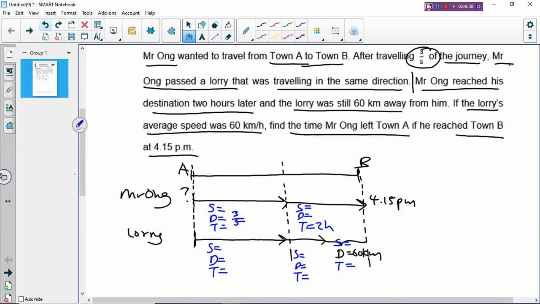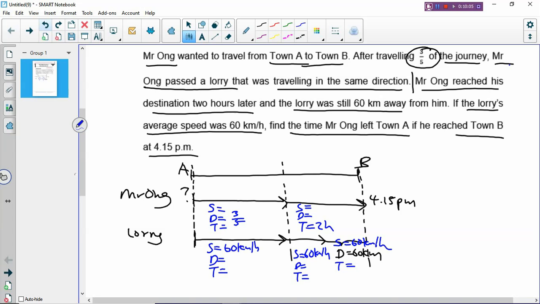And if the lorry speed was 60 kilometers per hour, so let's put down the speed of the lorry, 60 kilometers per hour, and over here is also the same speed, and over here is also the same speed. So the speed of the lorry is constant. It's the same. So find the time Mr. Ong left town A if you reach town B at 4:15. So the model is done.